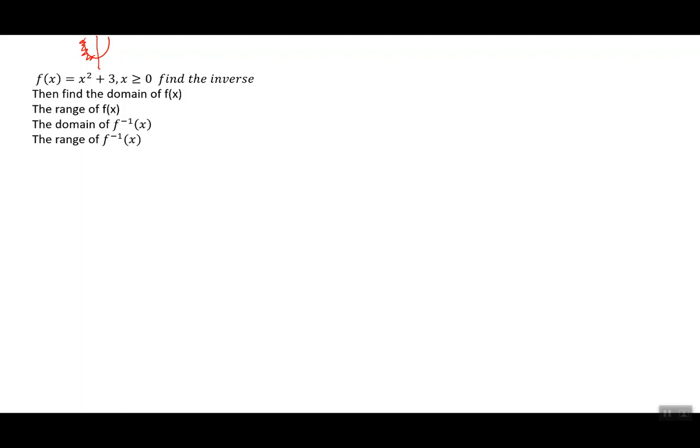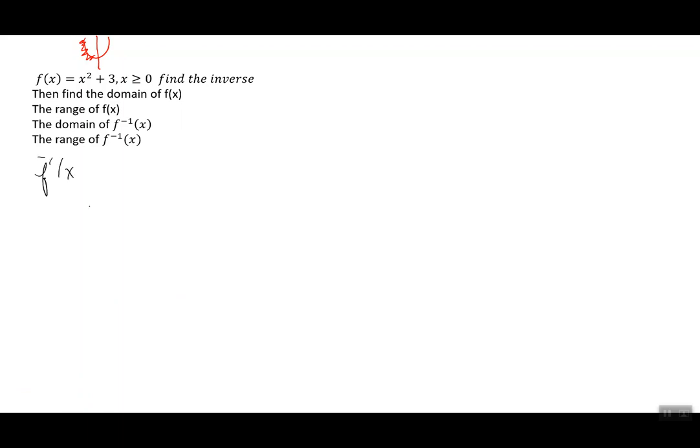That way we've created a one-to-one function. So that's necessary for it to be stated. So we kind of already know the domain of f here. X is greater than or equal to 0. So that's kind of a good hint that's already given away. Okay, so let's go ahead and talk about the inverse, and then we'll come back to the domain and range.